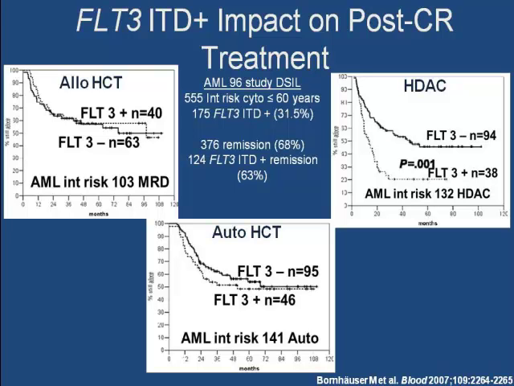The method of consolidation treatment after patients went into remission was hierarchical, meaning that the preference was for allogeneic transplant if you had a match-related donor. And this was not an intent-to-treat analysis. So all of these patients actually received an allogeneic transplant. So there were 103 patients who received a match-related donor. The second choice of therapy was an autologous transplant.